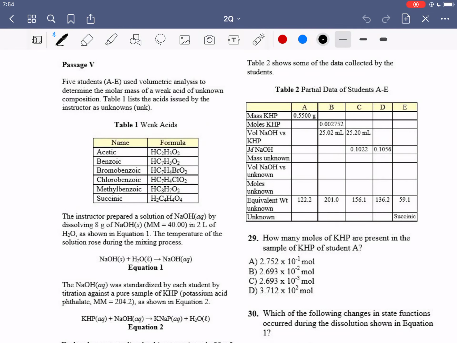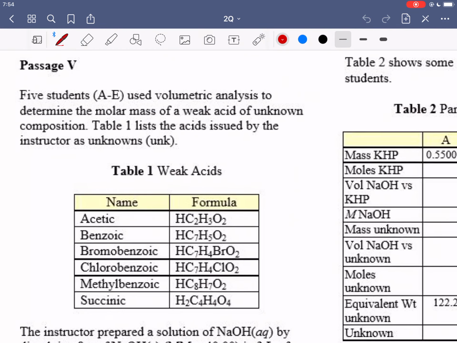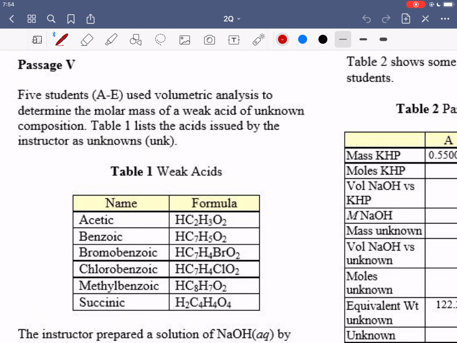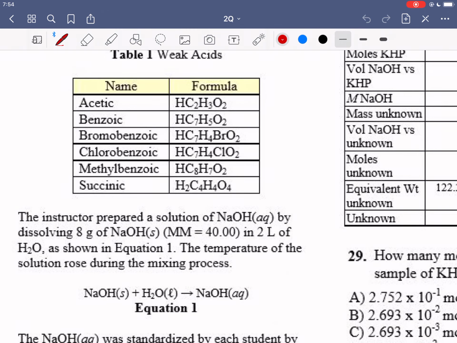Hey everyone, welcome to another video in which we'll go through chemistry passage questions. First, I'll zoom into the passage here so that you guys can go through the passage and then attempt the questions on your own by pausing the video, and then you can look at the answers as we go through them together.